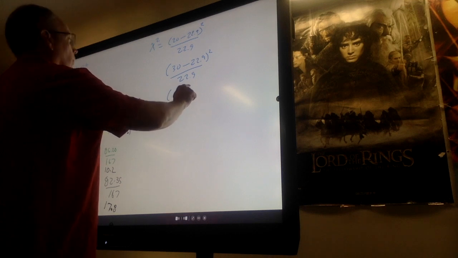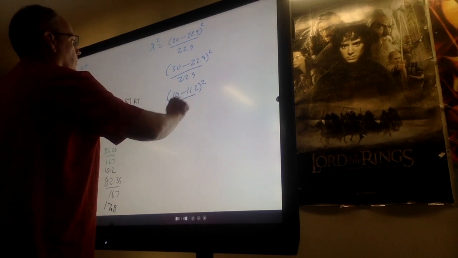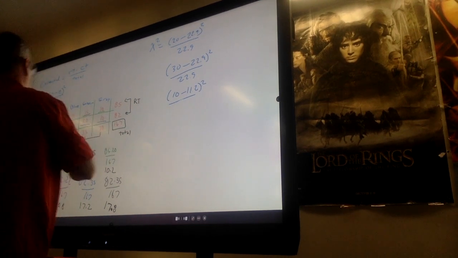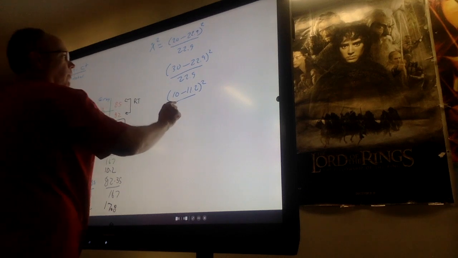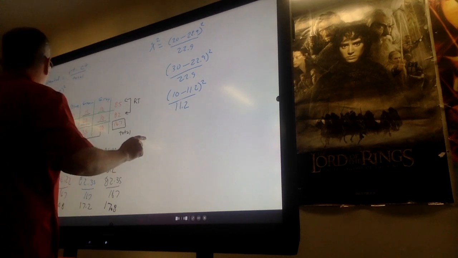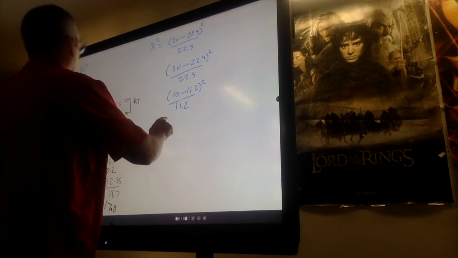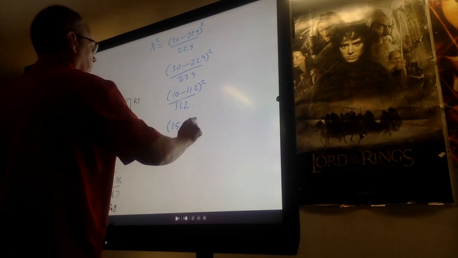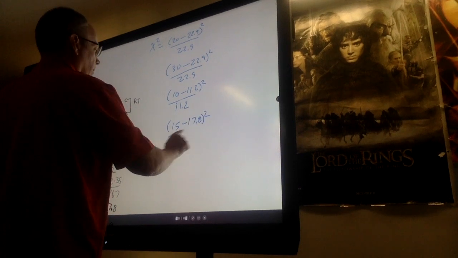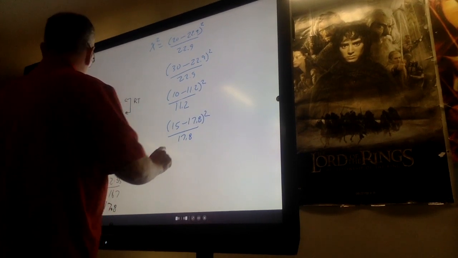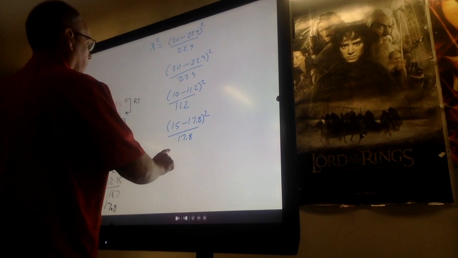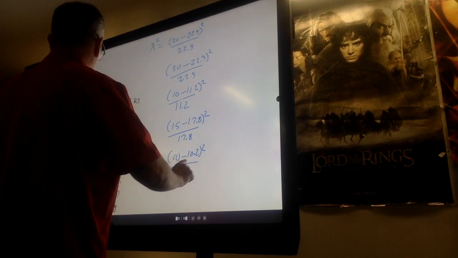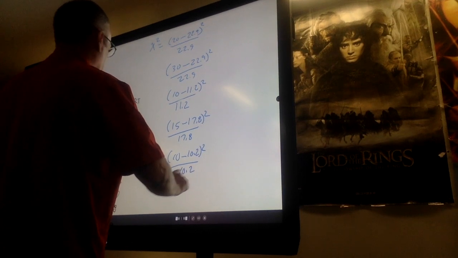Kind of looks awkward. I'm going to separate it a little bit so I can put a dash. Okay, we're here, over this way, 15 minus 17.8, quantity squared, divided by 17.8. You see what I'm looking at? Then we're going to do this one, we're going to go 10 minus 10.2 over 10.2.